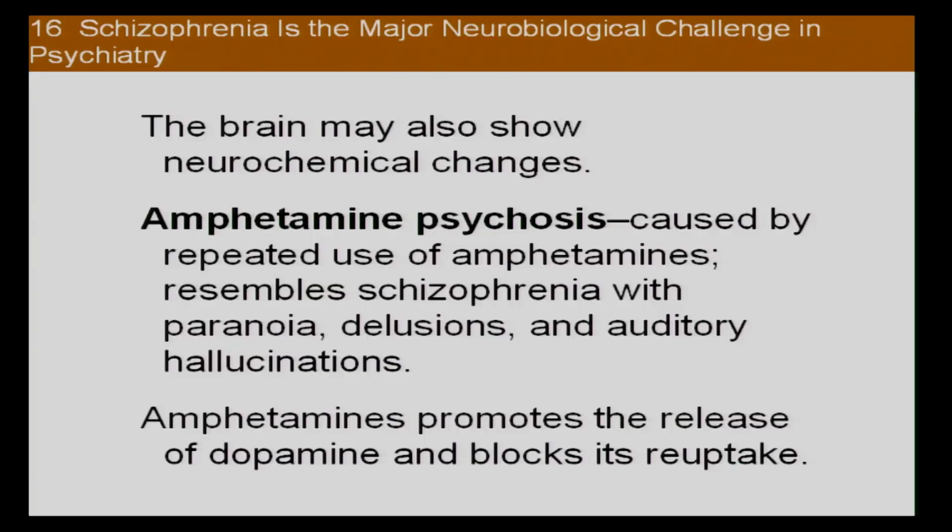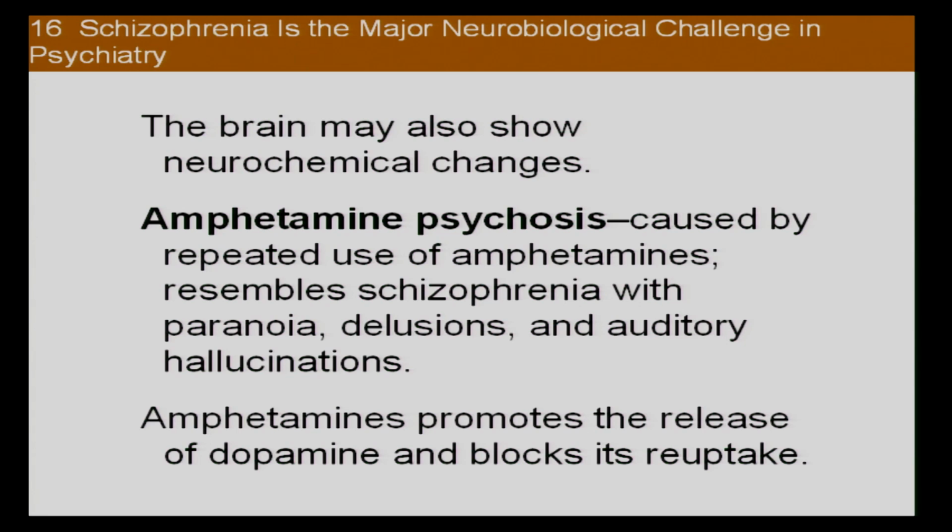And what has been described in the past is something called amphetamine psychosis. This is somebody that's taking so much amphetamine because he or she has become resistant. They develop what's called psychosis. It's caused by repeated use of amphetamines. And a psychiatrist noticed that amphetamine psychosis resembles schizophrenia in many important ways, with paranoia, delusions, and auditory hallucinations. So these people that come in, they're addicted to amphetamines. They start looking like schizophrenic patients.